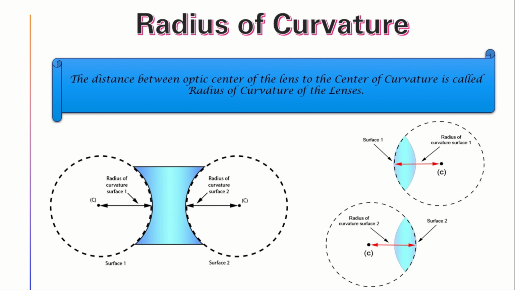Moving on to radius of curvature. The distance between the optic center of the lens to the center of curvature is called the radius of curvature of the lens. In a circle, from the center to the circumference of the circle is said to be the radius. In the same way, the center of curvature of a spherical lens to the optic center is said to be the radius of curvature of a lens.